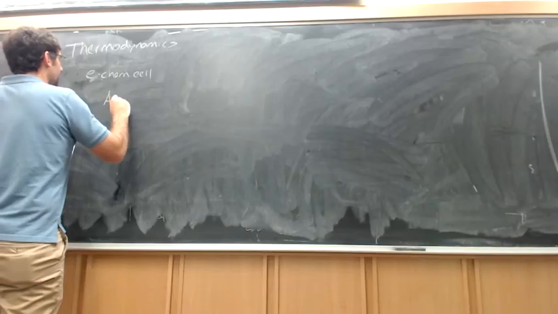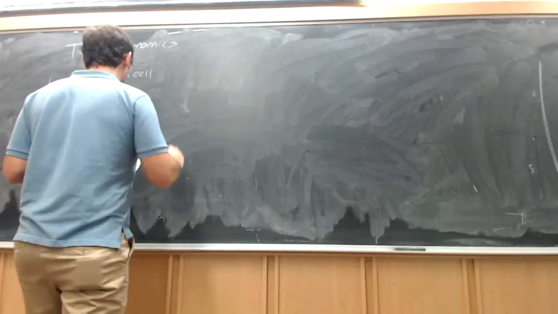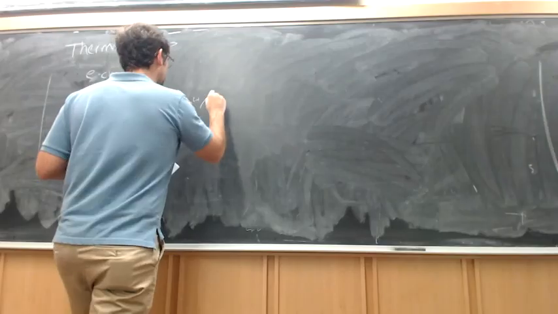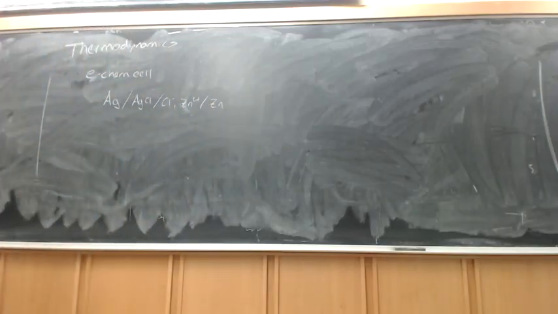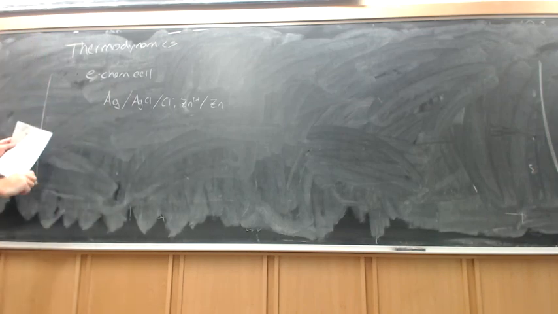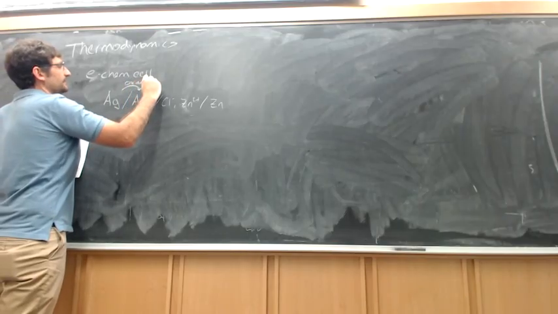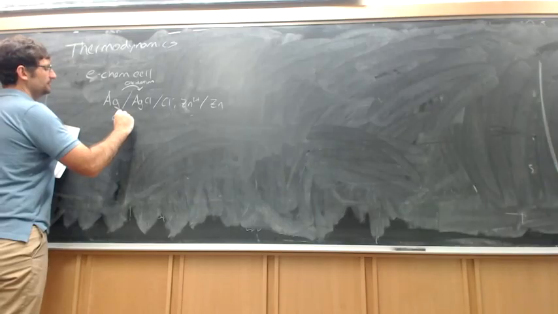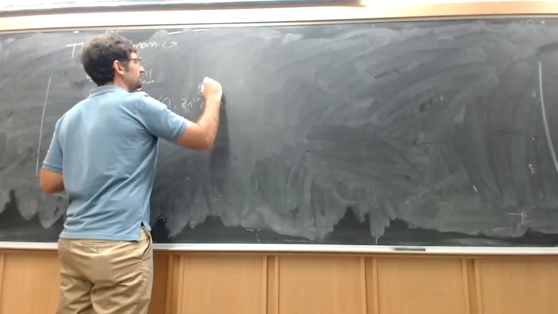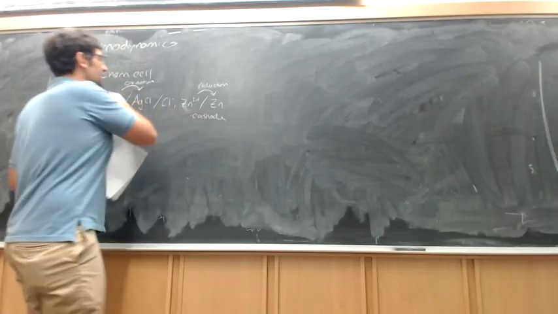So this AgCl, Cl minus, zinc 2 plus, zinc, right? So this, as written, represents an oxidation going from Ag to AgCl, and this occurs at the anode, if I read this from left to right. And this represents a reduction, and this happens at the cathode, again, if I read this from left to right.